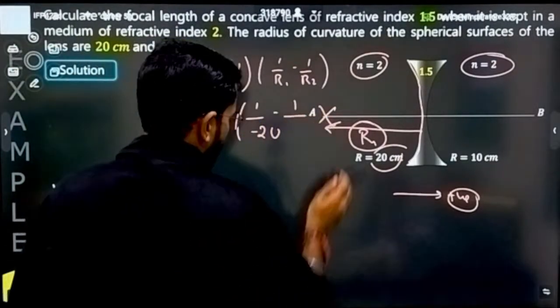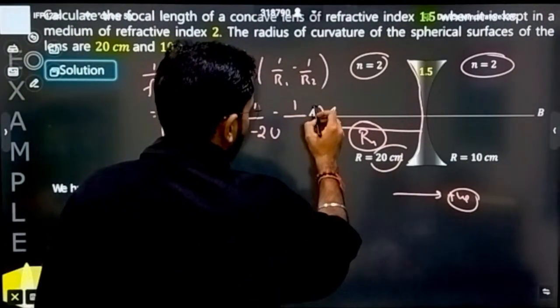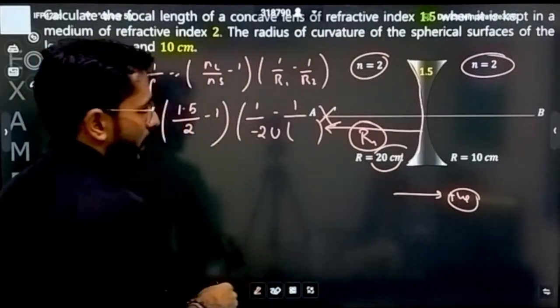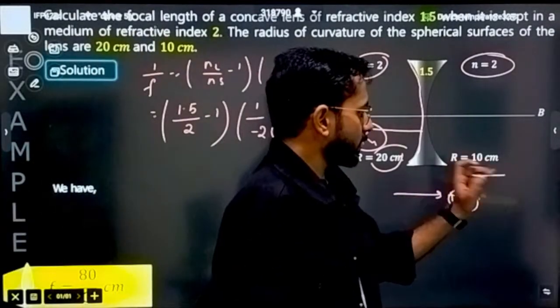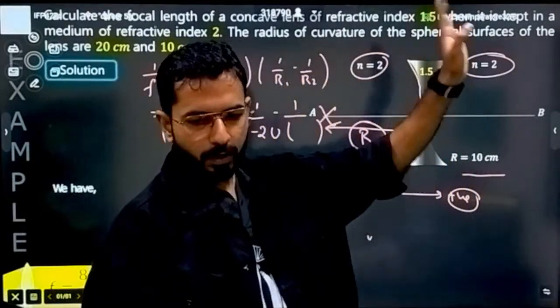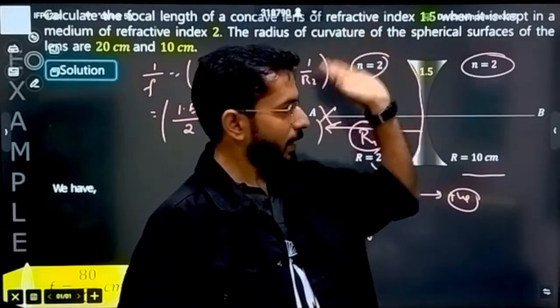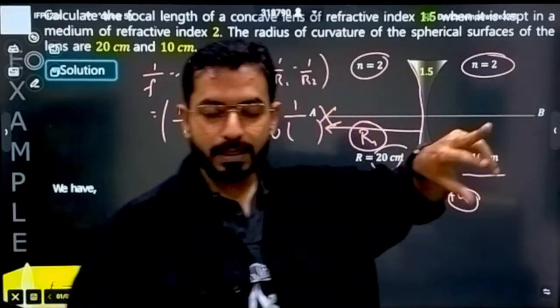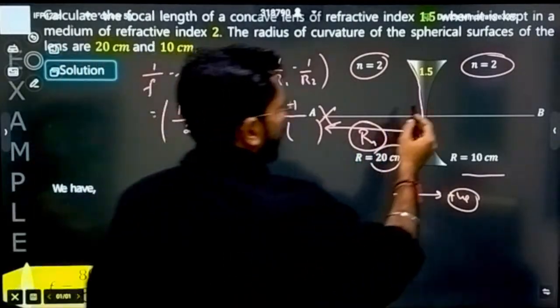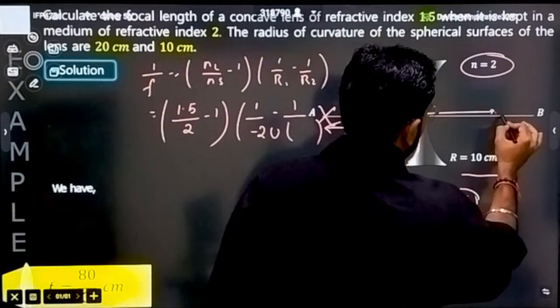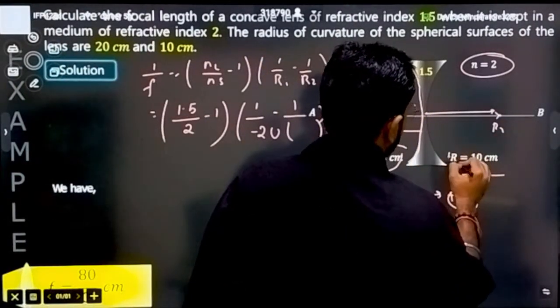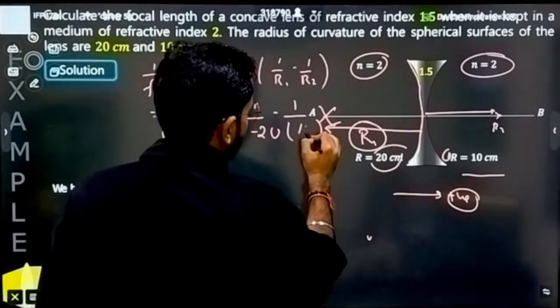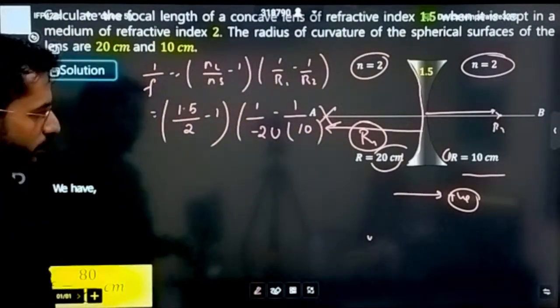Now minus 1 by r2. Now tell me about r2, which is 10 centimeter. But for this, where will the center lie, on the left side or on the right side? This time the center is lying on the right side. So I have to calculate this in the positive direction, and I will write here 10. This is what I have to solve.